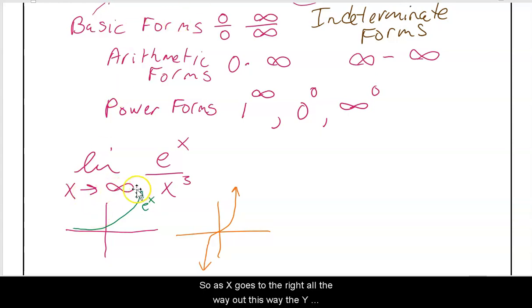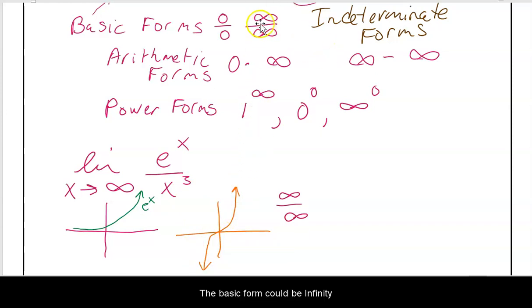So as x goes to the right, all the way out this way, the y value on e to the x goes up, up, up, up, up forever and ever. So it does have the form in the numerator of going to infinity. What about x cubed? As you go to the right for x, the y value also goes up, up, up forever and ever. The basic form could be infinity over infinity, negative infinity over positive infinity, negative infinity over negative infinity, or positive infinity over negative infinity. Any combination of an infinity over an infinity, positive or negative, is an indeterminate form.